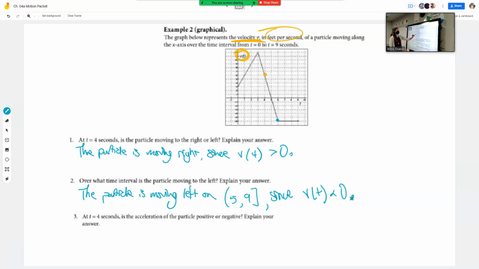Why is this from 5 to 9? At 5, it's 0. That's not negative. But as soon as you go past 5, I need the 5 to be my marker. Keep it open. Everywhere here, it's negative. And at 9, is that positive or negative velocity if it's attached to a negative number? Close it.